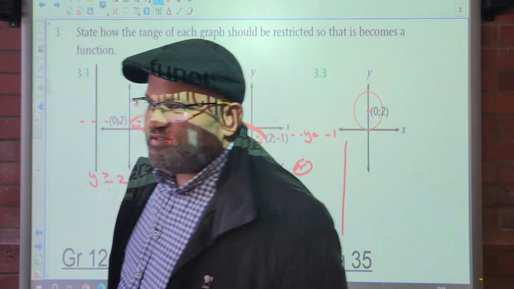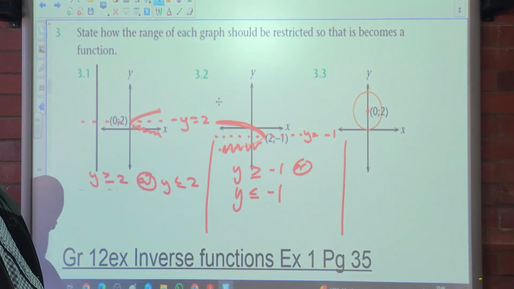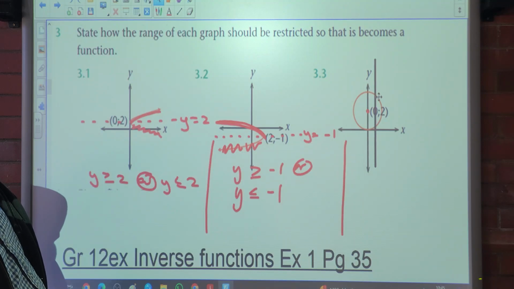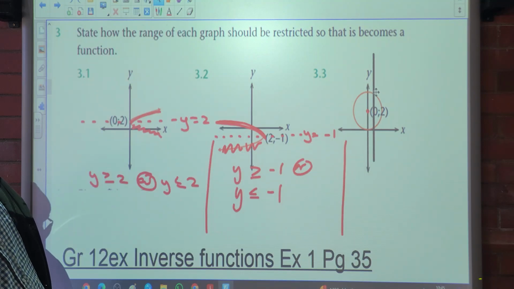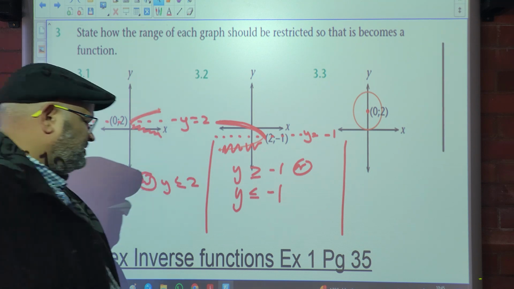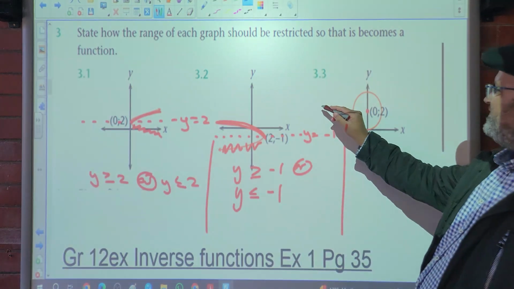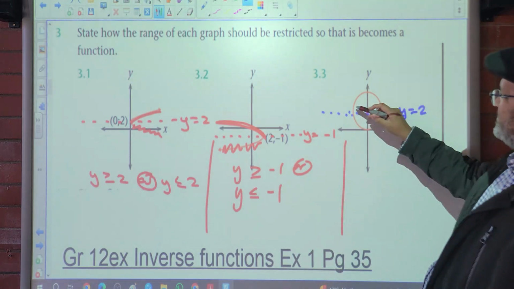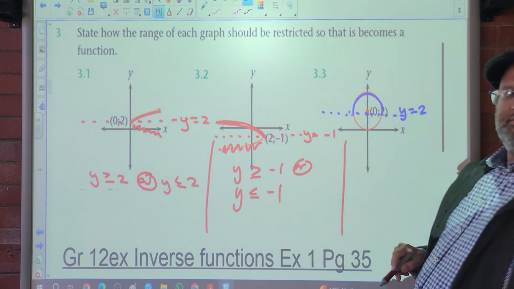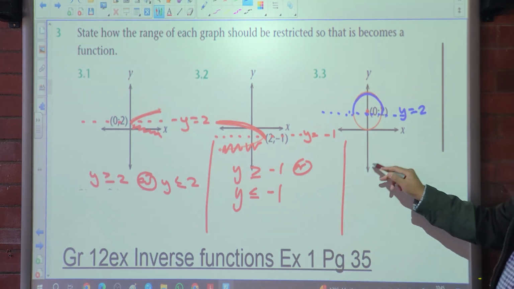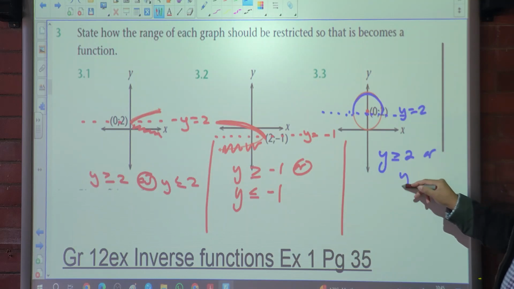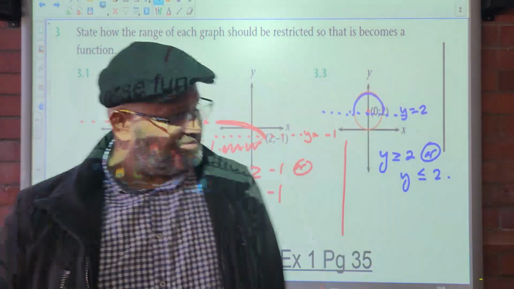Is the circle a function? Is it cutting more than once? Yes. So is it a function? No. So how can we restrict that? What's the equation of this line going through here? Y is equal to 2. So if I only take that part into account, will it be a function? Right, so in other words, y must be greater than or equal to 2, or y must be less than or equal to 2. Okay.